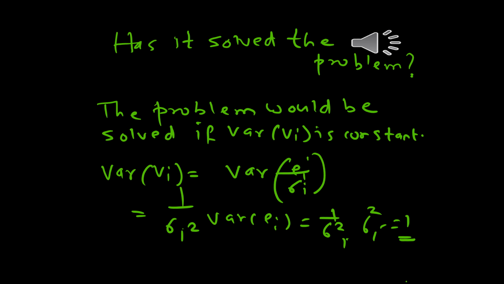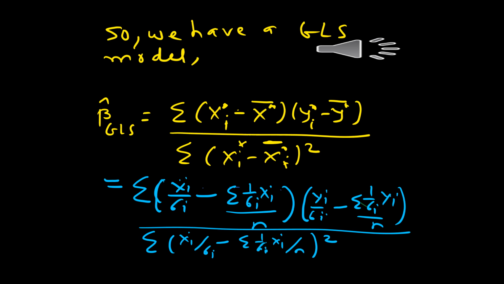So beta hat GLS simply uses the same formula that the OLS equation uses, except that instead of using the original variables xi and yi, we use the transformed variables xi star, which is xi upon sigma i, and yi star, which is yi upon sigma i. So beta hat GLS becomes summation xi star minus x star bar into yi star minus y star bar in the numerator, and summation xi star minus x star bar square in the denominator.